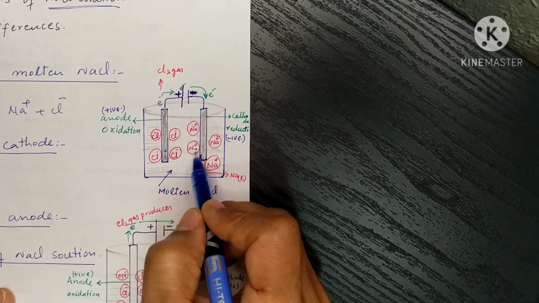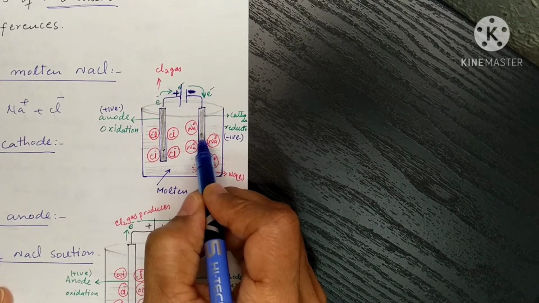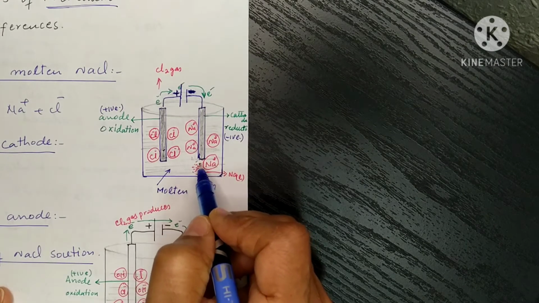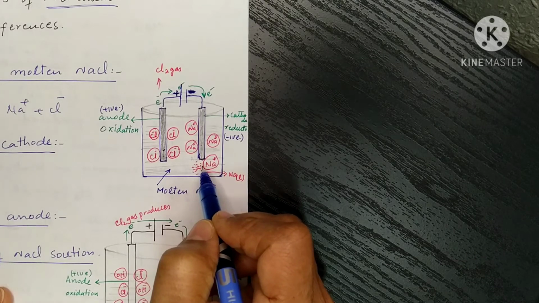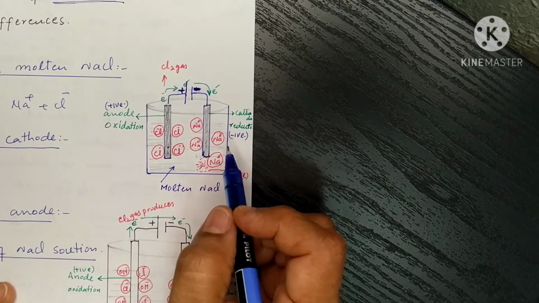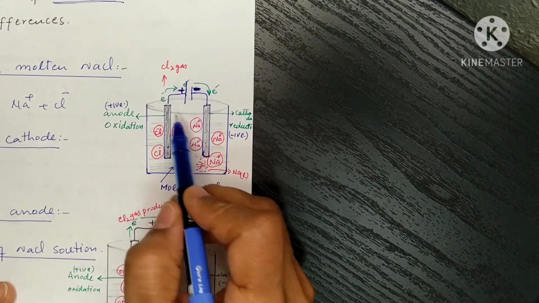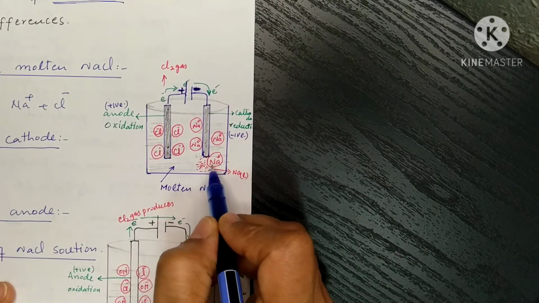At the cathode we have positive ions, sodium ions. These positive ions gain the electron, get reduced and are deposited at the cathode in the form of sodium metal. So in the case of the electrolysis of molten sodium chloride, we have only 2 products: chlorine gas at the anode and sodium metal at the cathode.